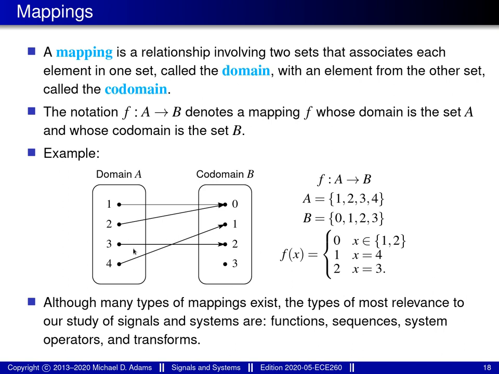And just as another example, if we take the element 3 in the set A, this maps to the element 2 in the set B, which you can see from this equation here. If we plug in 3 for x, if x is 3, then the value that we get from this mapping is 2. So it maps the value 3 to the value 2.